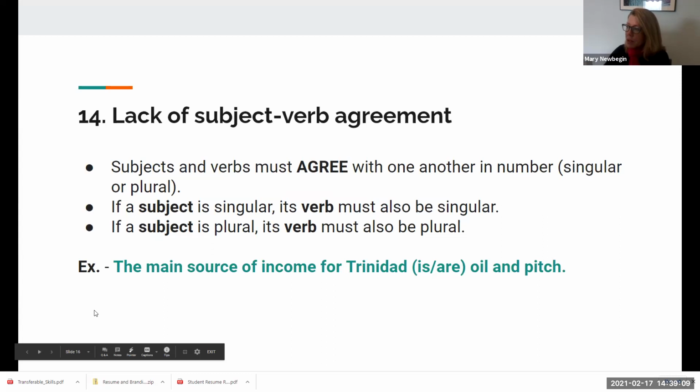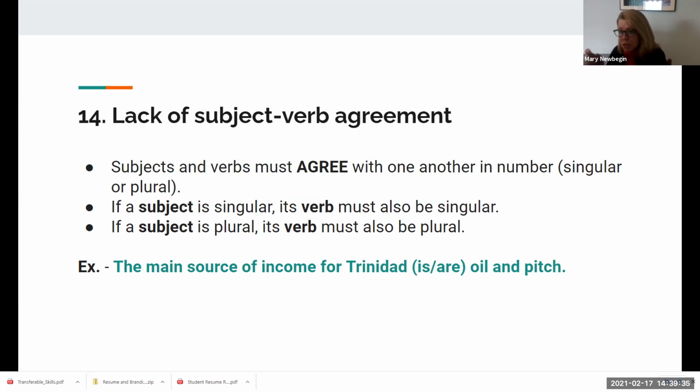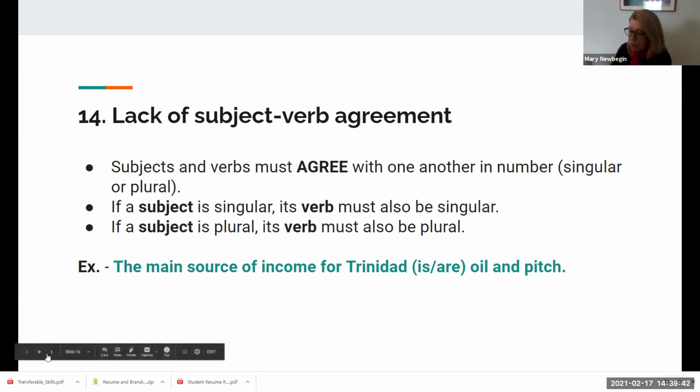All right, lack of subject-verb agreement is number 14. If we read the sample sentence, I'm going to start right with the sample because I think this says it all. "The main source of income for Trinidad is oil and pitch." I've seen sentences similar to this, and students might be inclined to choose "are" because you have oil and pitch. But going back to the sentence, the subject of the sentence is the main source of income. So therefore, we would choose the singular verb.